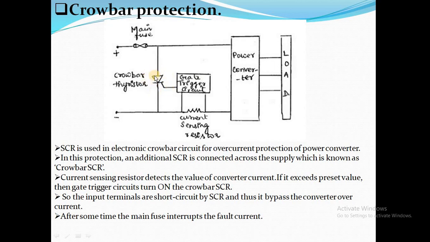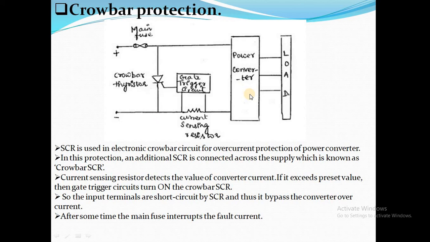Once the crowbar thyristor turns on, the flow of current changes its path. The current that was flowing to the converter changes, and the current will flow through the SCR here. So by making this crowbar thyristor turn on, the current path can be changed. As the current path gets changed, the overcurrent value of the converter also gets reduced. In this way, we can protect the converter from overcurrent using the crowbar SCR.